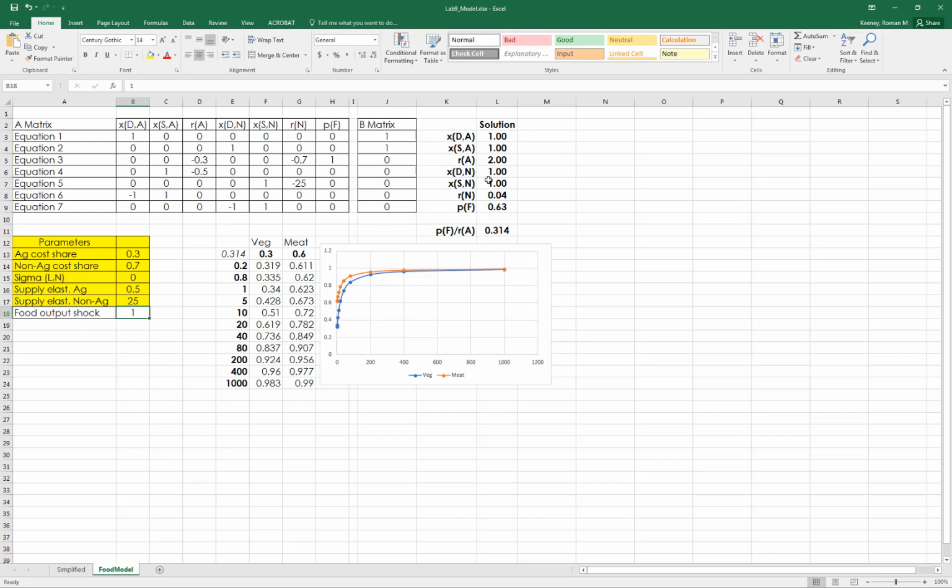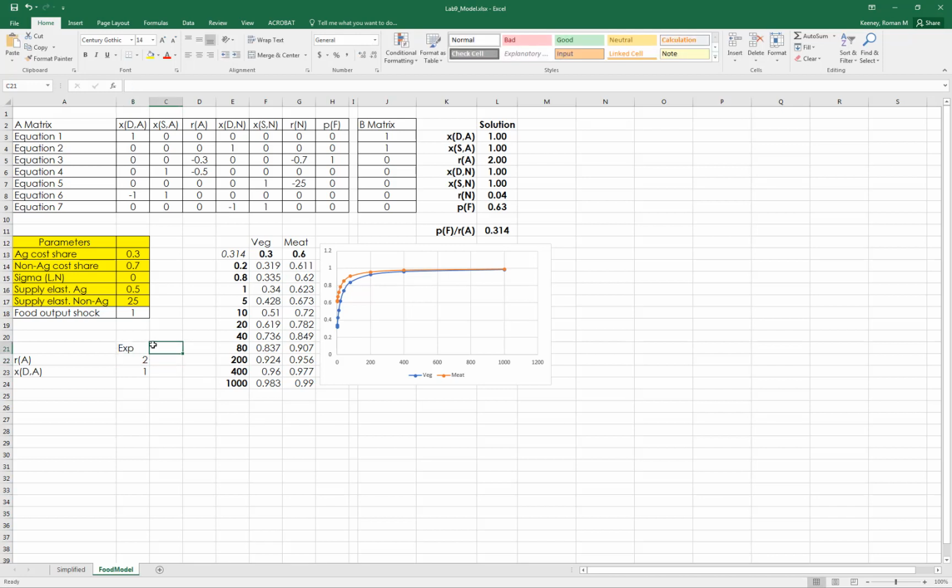So what I want to do is look at the change in the demand for the ag input here and the price of the ag input here. Those values are 1 and then X demand A. Actually, that's the one that's 1 and this one's 2. And this is just the expansion part.